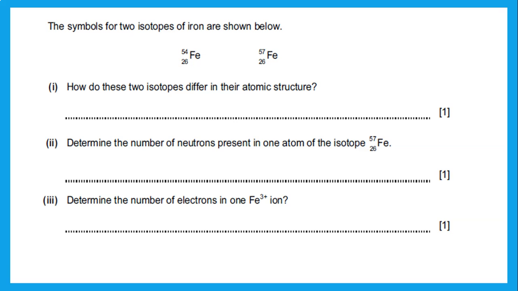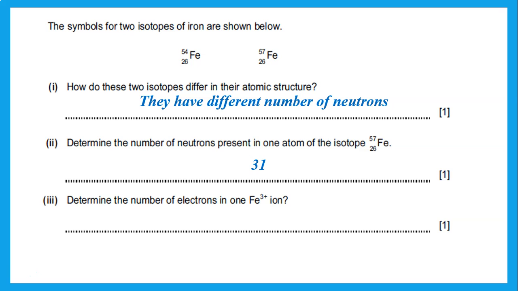The symbols for 2 isotopes of iron are shown. How do these 2 isotopes differ in their atomic structure? What is the difference between these 2 isotopes? They have different what? They have different number of neutrons. Determine the number of neutrons present in one atom of this isotope. We said, how do we get number of neutrons? The big number minus the small number. So 57 minus 26, that is 31.